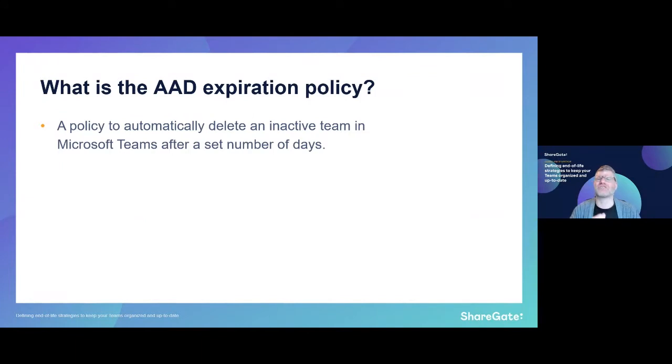So what is the Azure Active Directory expiration policy? This is basically a policy that automatically deletes an inactive team in Microsoft Teams after a set number of days. The set number of days, that is something you determine as admin. I believe the minimum is 30 days, but then you can increase it. So it can be 6 months or a year or something in between.